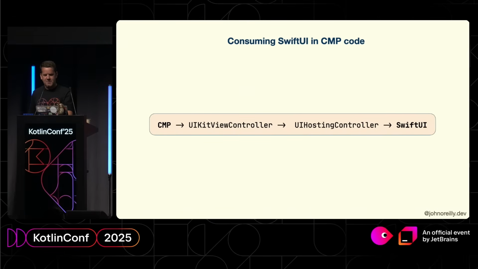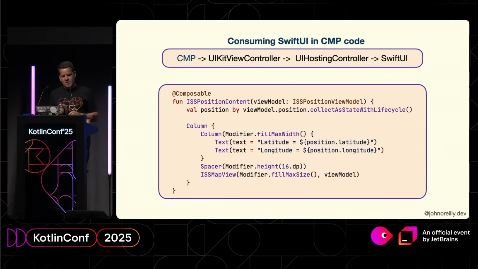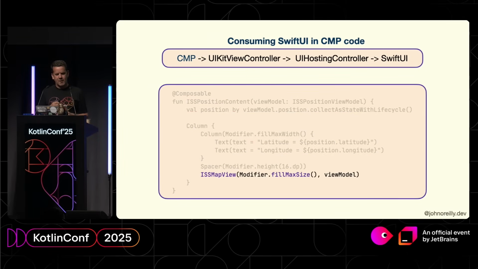OK, now going the other direction. And just showing again the key components that allow us to consume SwiftUI in CMP code, using CMP's UIKitViewController and SwiftUI's UIHostingController. And it's showing here that ISSPositionContent composable again. As mentioned, it includes the ISSMapView composable, which will wrap our SwiftUI map.